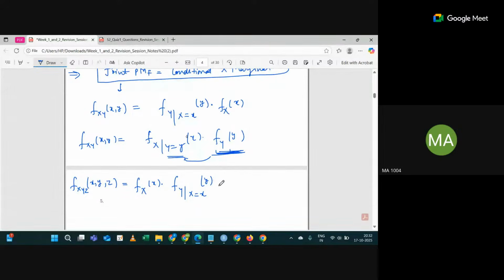Yes, no? And later, finally, can I write z given that y equal to y, x comma x, and add z? Would you agree with me? Yes, sir.